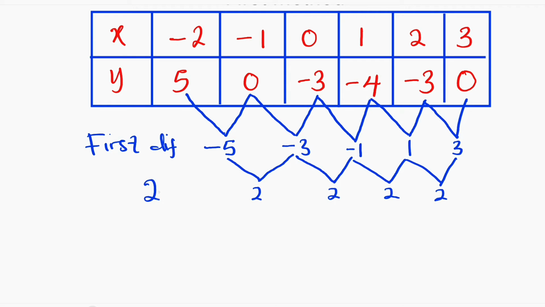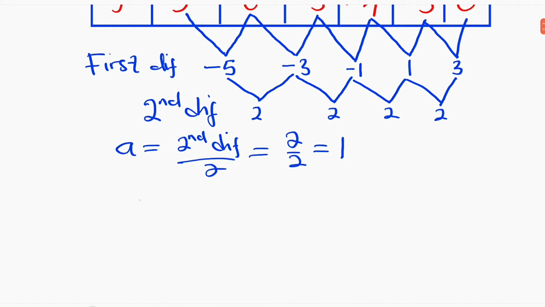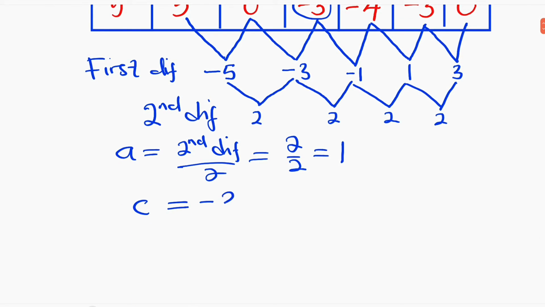So let me call this one second difference. A, which is the leading coefficient, is going to be equal to second difference divided by 2, and you have to take one of the values, 2 divided by 2, and this is equal to 1. So the leading coefficient is 1, and we have seen that c, which is the y-intercept, is the value of y when x is equal to 0, and we have seen it is equal to -3. So this is -3.